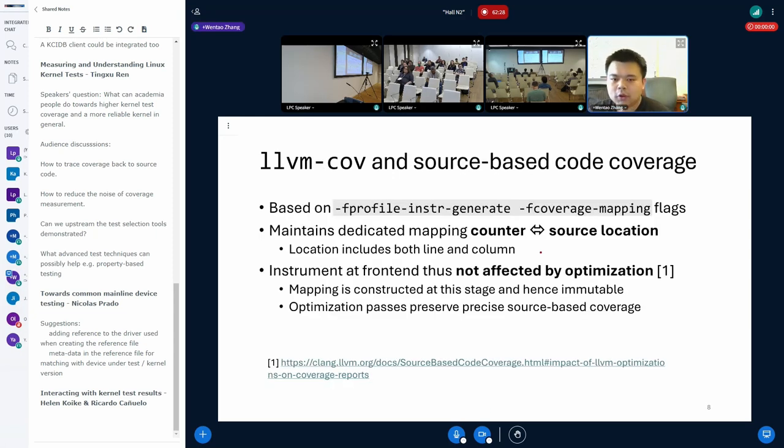That's why we would like to present this new coverage tool, LLVM Cov, and its source-based code coverage feature. What's special about this tool is that it maintains dedicated mapping from the counters back to source code locations. And since these mappings are constructed at the front end and remain immutable hence after, the results are not affected by optimization.